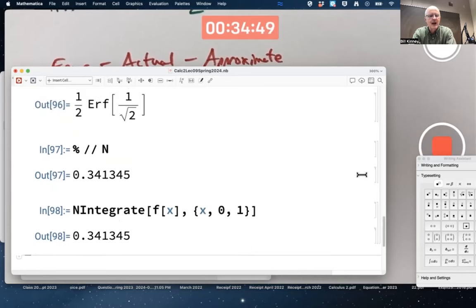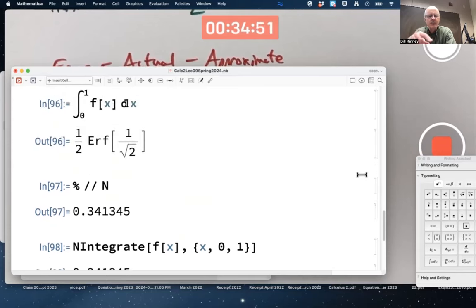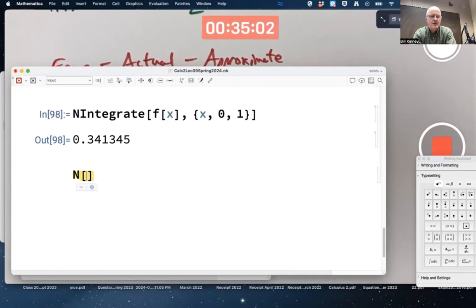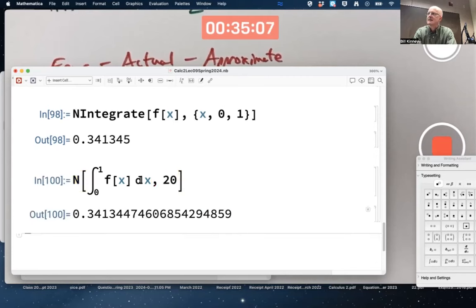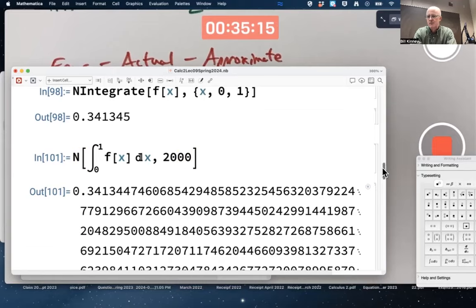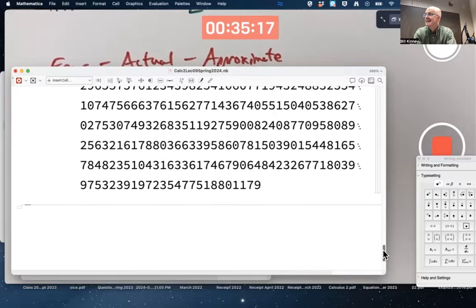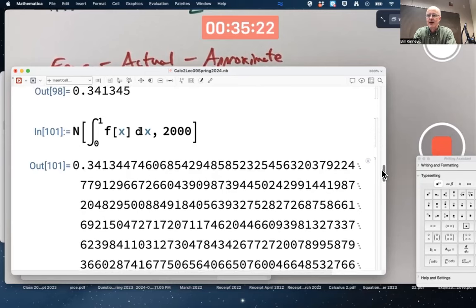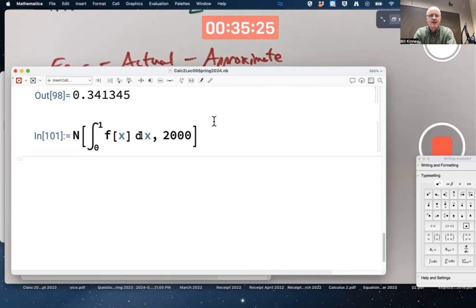Okay, it's going to be best to do it actually without NIntegrate. It's storing more decimal places internally, but to most easily get more decimal places, let me put the integral sign inside the capital N and put a comma 20 to see 20 decimal places of accuracy. By the way, you can easily do 2,000 places of accuracy if you want as well. The true answer is an irrational number whose decimal expansion goes on forever and ever without a repeating pattern. All right, let's just do 20.